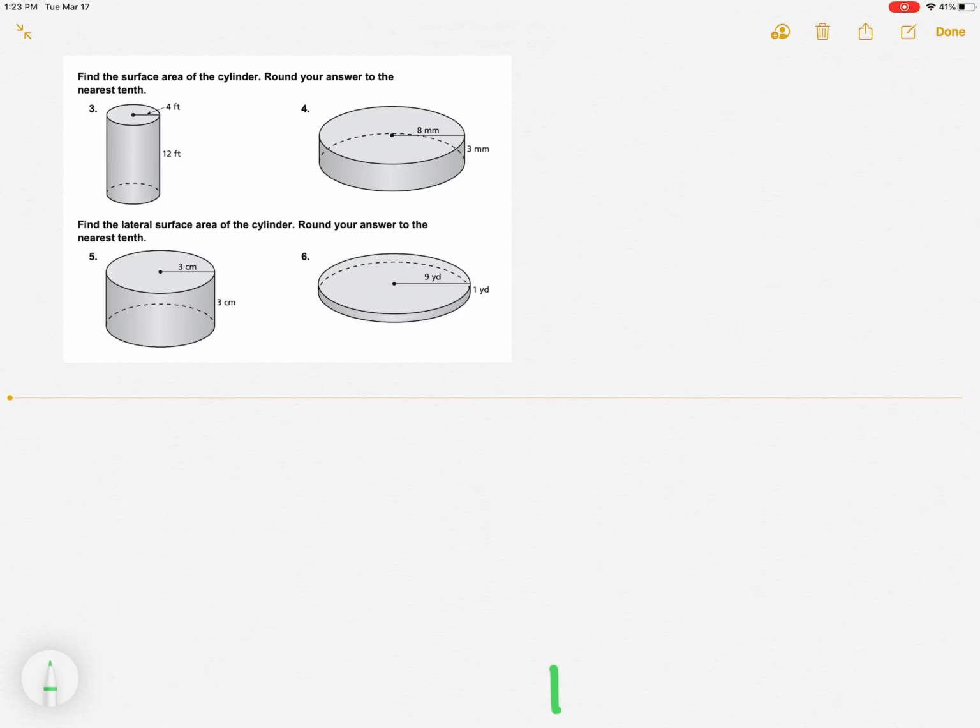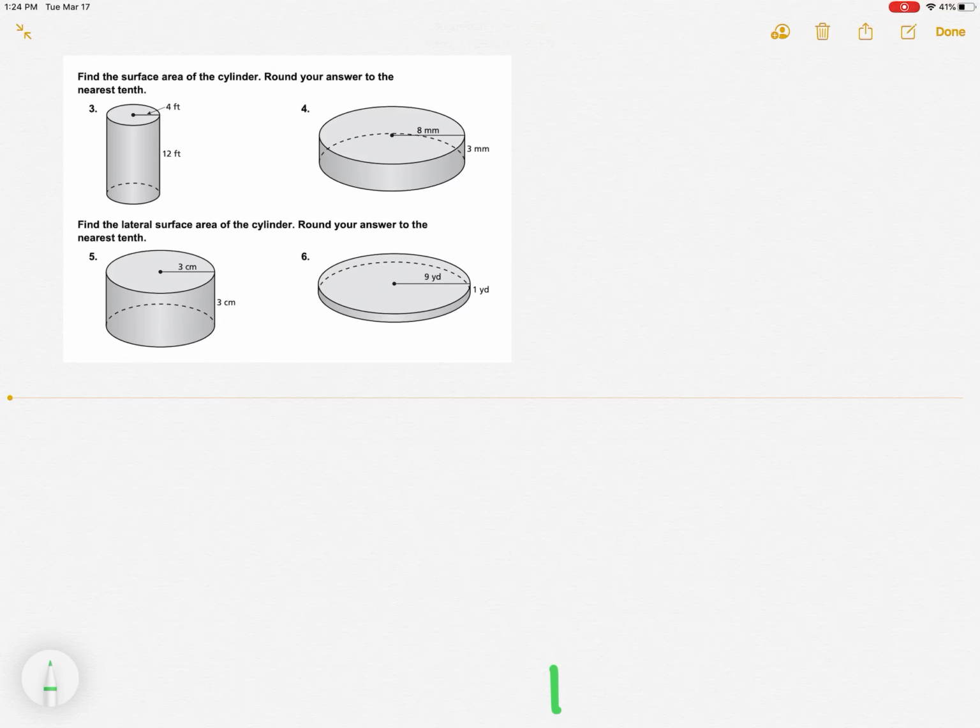So today's lesson, we just did a lot of practice like number 3 and 4. If you still need some practice, I want you to do 3 and 4 before you do the assignment today. But I want to focus on 5 and 6 because notice it only wants the lateral surface area. So you have to make sure that you're really reading.